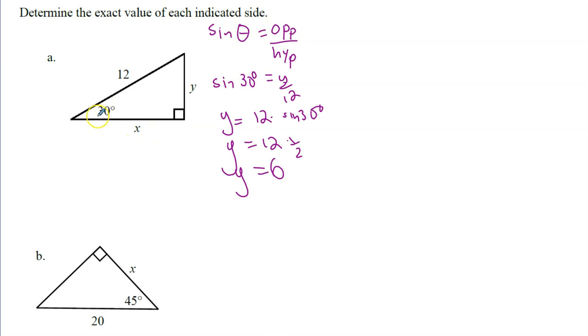Again, let's use the 30 degrees. Obviously, we know this is 60 degrees, but let's just stick with the 30 degrees here. So, cos of an angle, cos is adjacent over hypotenuse.